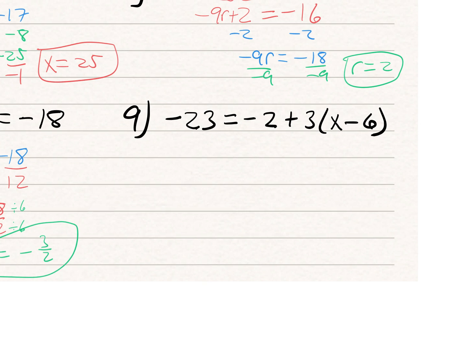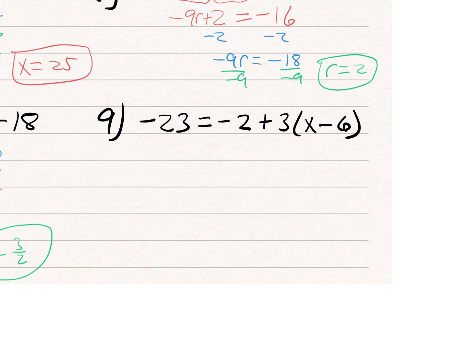All right? And then number 9. This one we do have something to distribute, right? We have to distribute this positive 3. All right? Again, do not combine negative 2 plus 3 and get 1 and then distribute 1. No, the first thing you want to do is distribute, right? First thing, distribute the 3. So you get negative 23 equals negative 2 plus 3 times x is 3x. 3 times negative 6 is negative 18, right?